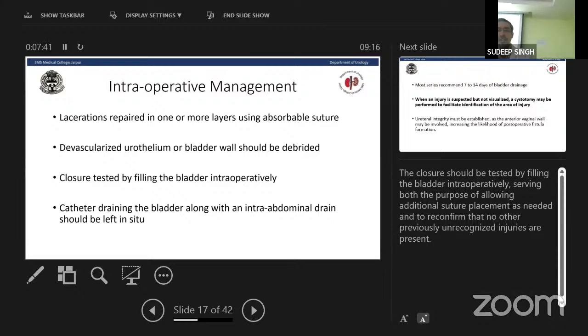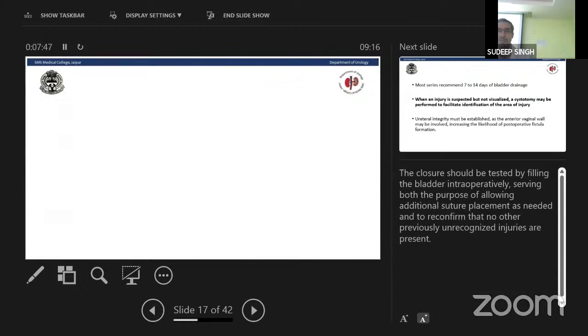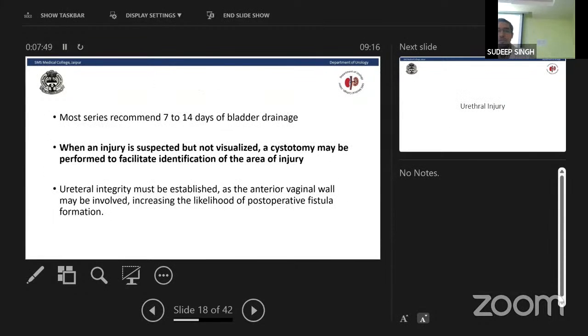Then a catheter for draining the bladder is inserted, and an intra-abdominal drain should also be left in situ. Most of the series and the meta-analysis show that 7 to 14 days of bladder drainage is recommended. And it is very important that whenever an injury is suspected but not visualized, a cystotomy may be performed to facilitate identification of the area of injury.